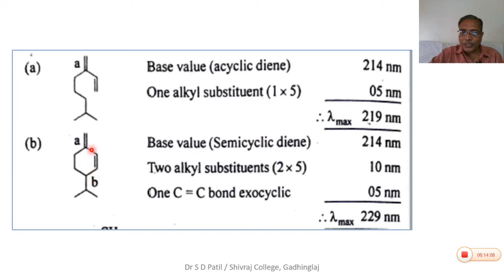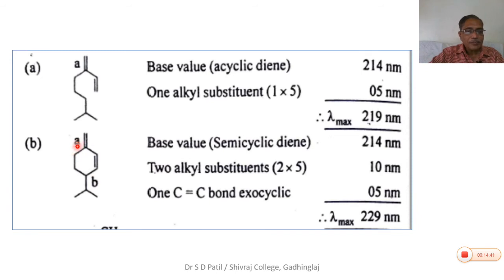In this conjugated system, there is one alkyl substituent A and another alkyl substituent B. So just consider those substituents which are related to only those 4 carbons which are part of the conjugated system. In short, this structure has an alkyl substituent A and another alkyl substituent B. So 2 alkyl substituents make it 2 into 5, 10 nanometers.